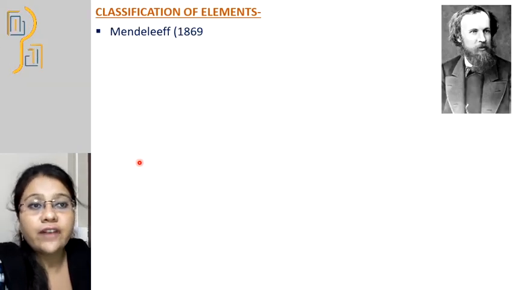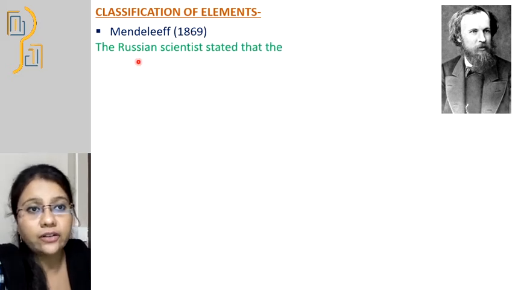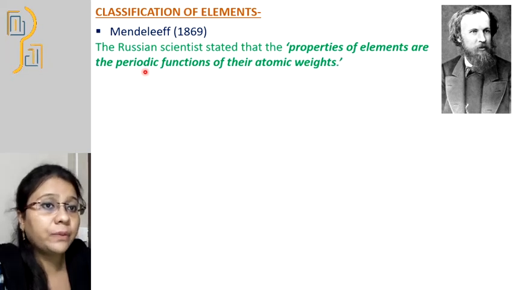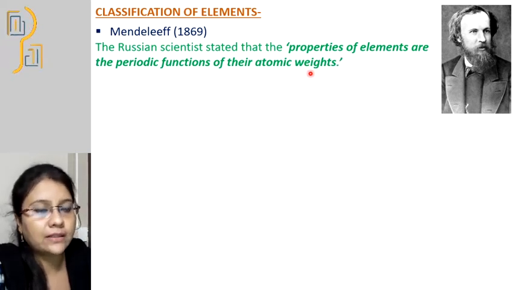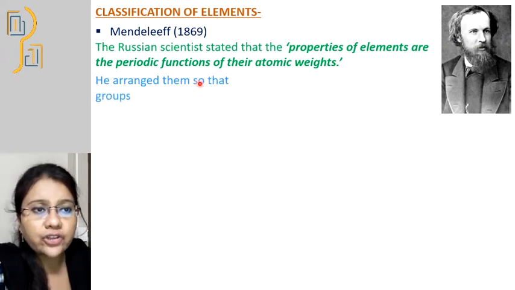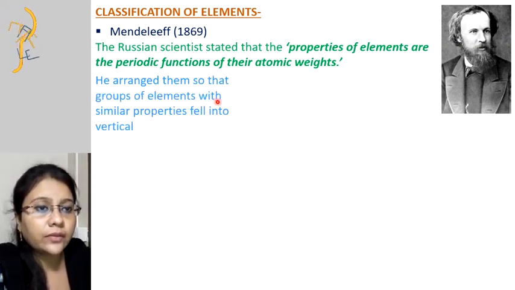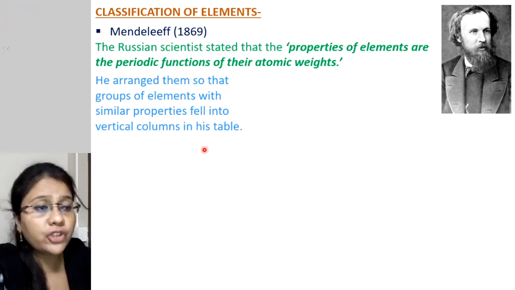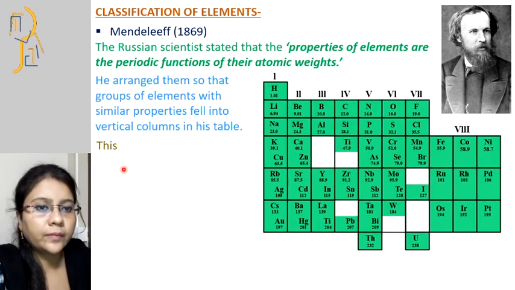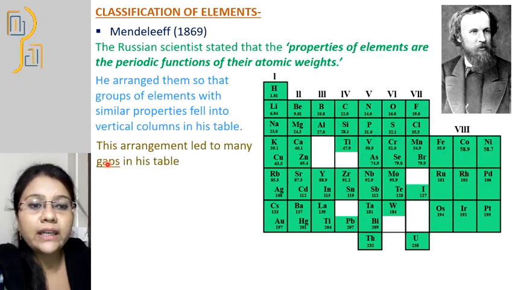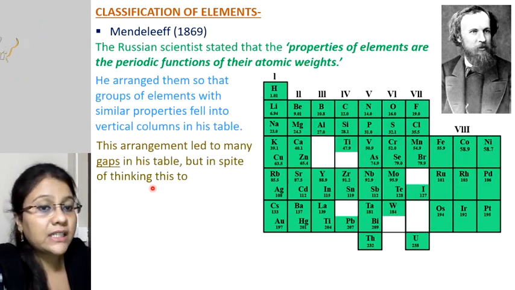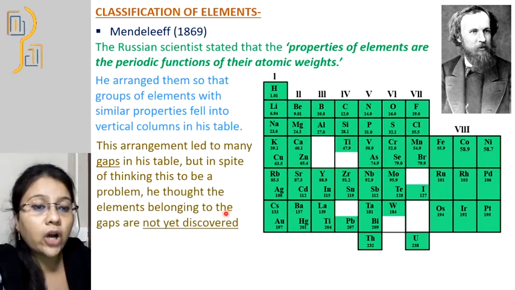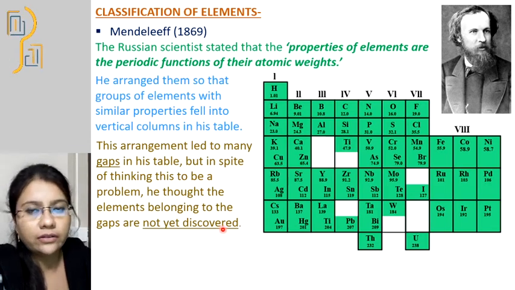Then just after 5 years, in 1869, the Russian scientist Mendeleev stated that the properties of elements are the periodic functions of the atomic weights. He arranged them so that the groups of elements with similar properties fell into vertical columns in his table, which looks like this. This arrangement led to many gaps in his table, but in spite of thinking this to be a problem, he thought the elements belonging to the gaps are not yet discovered.